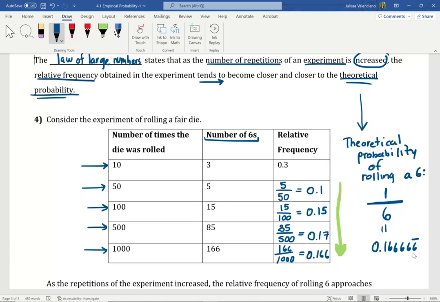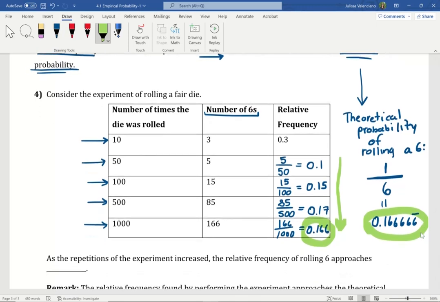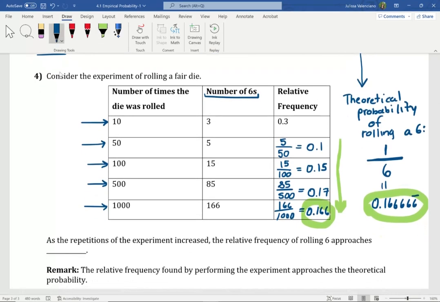And so the idea here is that as the number of repetitions of the experiment increases, the relative frequency, in other words, the empirical probability that we calculate here, is going to approach the theoretical probability. And so the last comment that we're going to make here is that as the repetition of the experiment increases, the relative frequency of rolling a 6 is going to approach 0.1666 repeating. Again, the relative frequency is going to approach the theoretical probability as the repetition of the experiment increases to infinity.